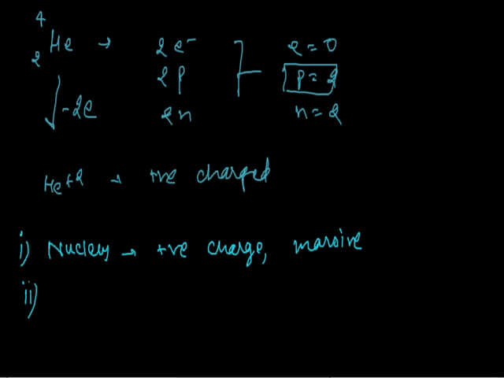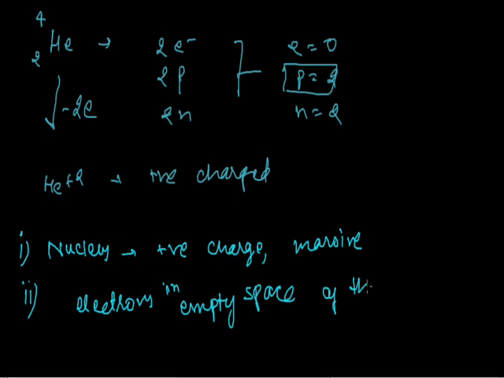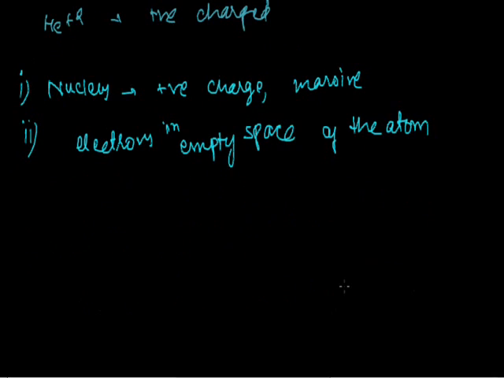The second one is that the electrons are distributed in the empty space of the atom around the nucleus in different concentric circular paths. Here we can also write it down. Electrons are distributed in empty space of the atom around the nucleus.